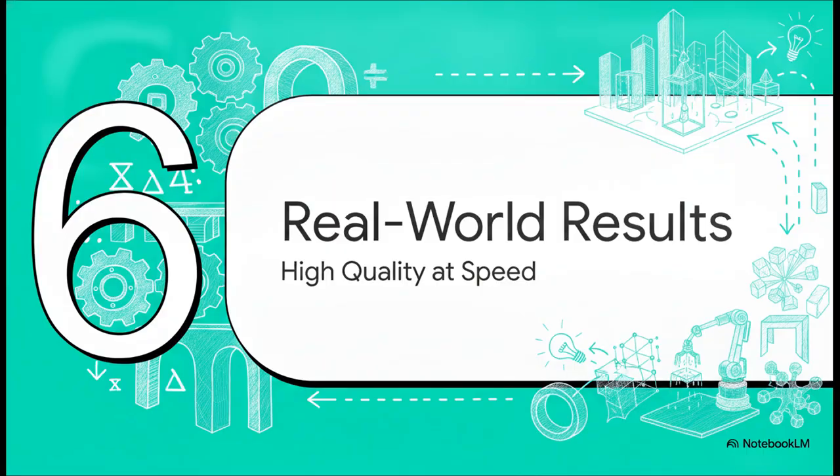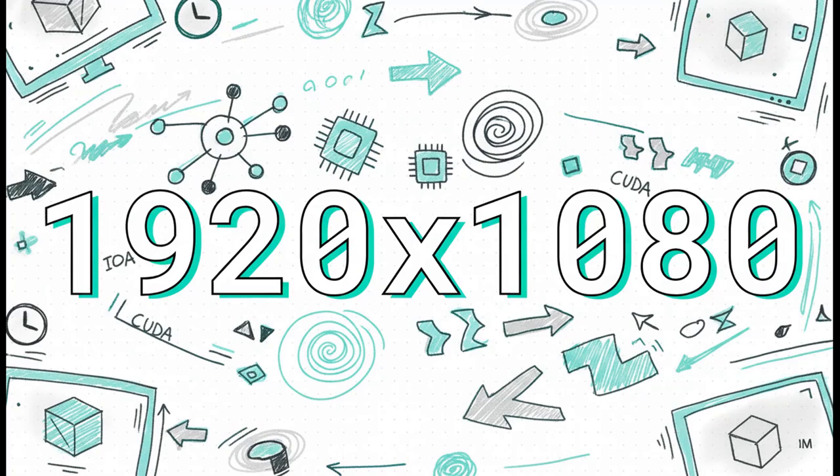Finally, Section 6. Instant real-world results. We've spent a lot of time in the deep mathematical and architectural theory. Let's transition to the final analysis section and tie all these dense definitions back to the tangible, groundbreaking results mentioned at the very beginning. 1920 by 1080.